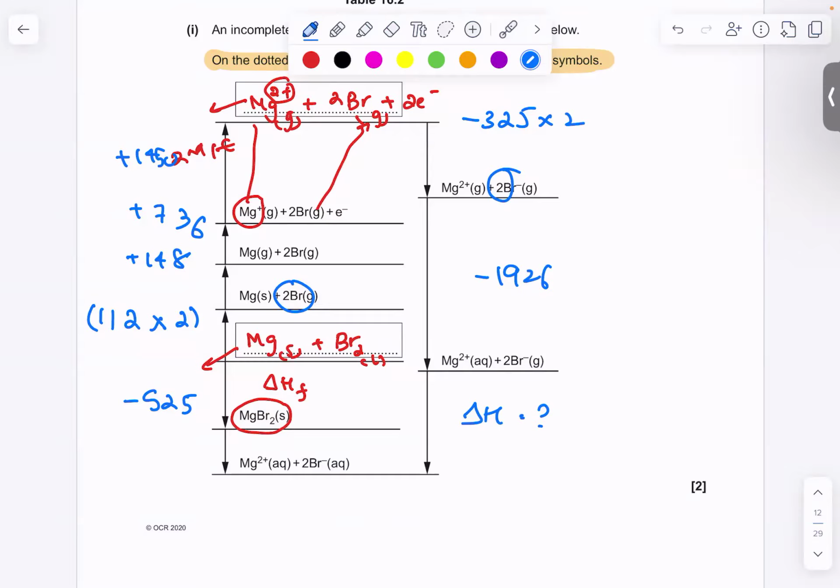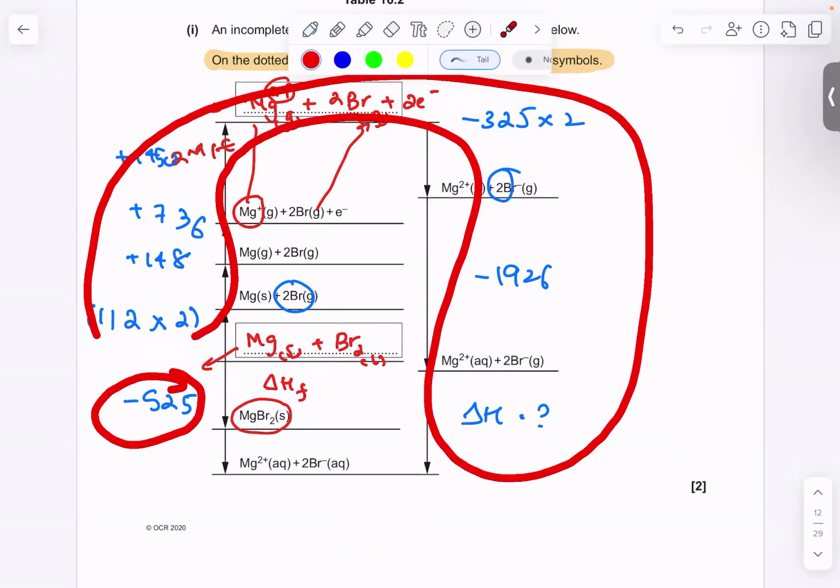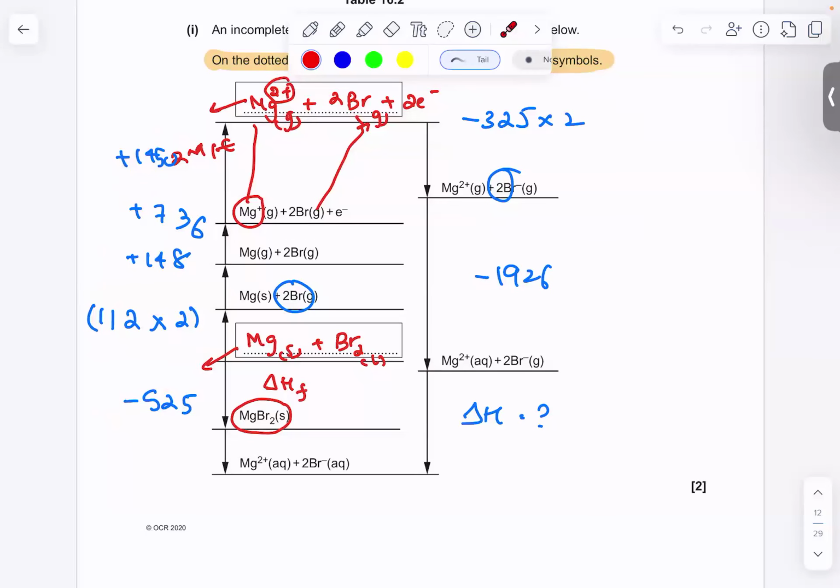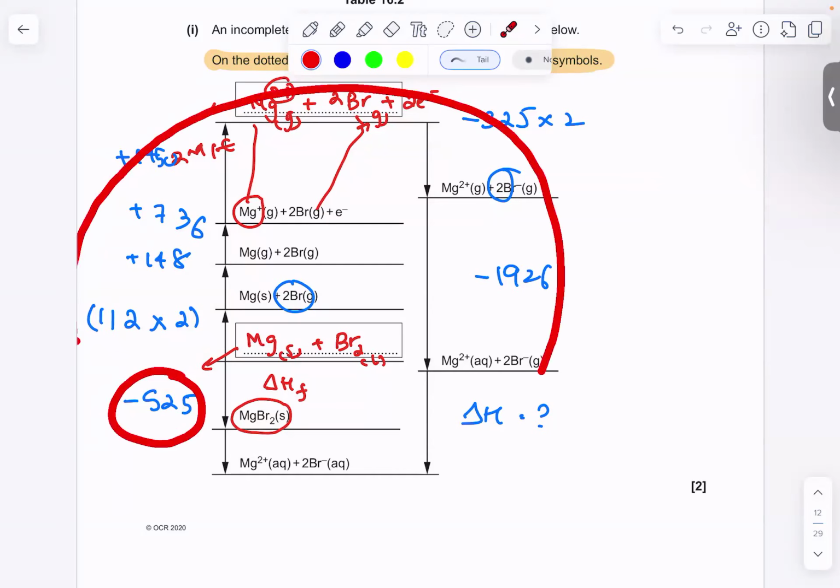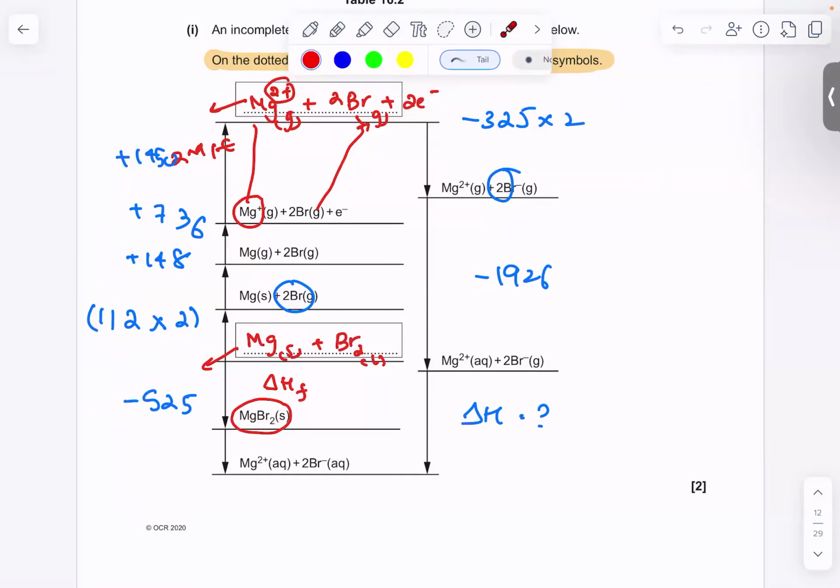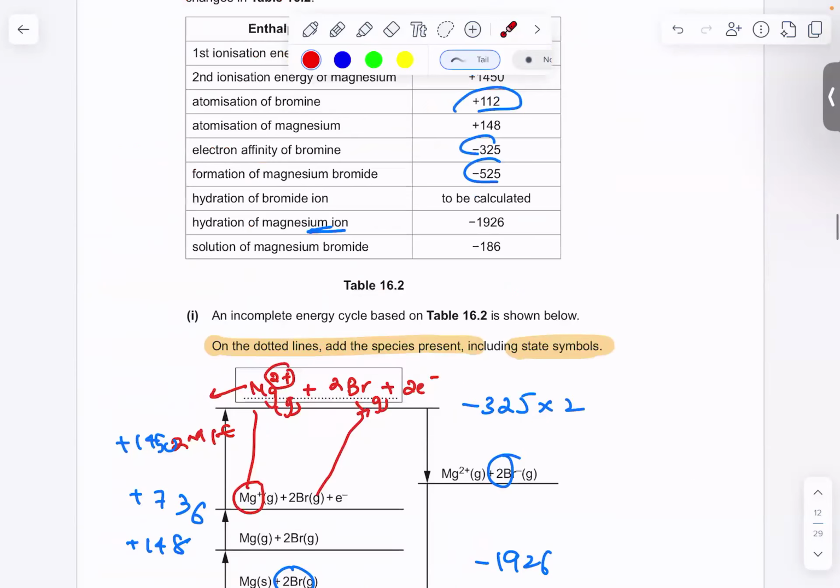You know what you can do? The formation is equal to the sum of all these. And what about the enthalpy of solution? Whatever is given here, Mahia, this is the enthalpy of solution of magnesium bromide. This is given minus 186.